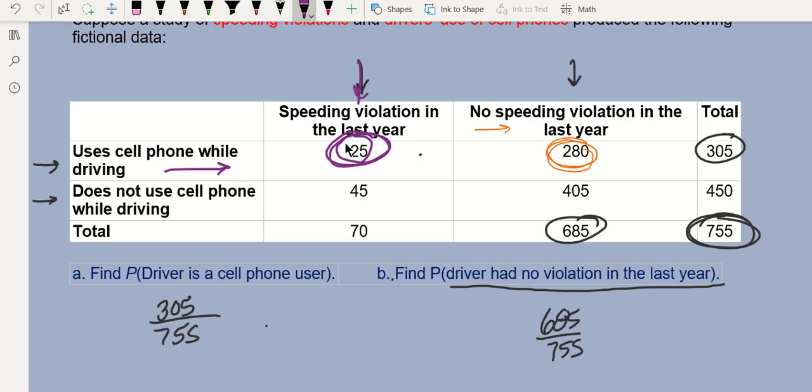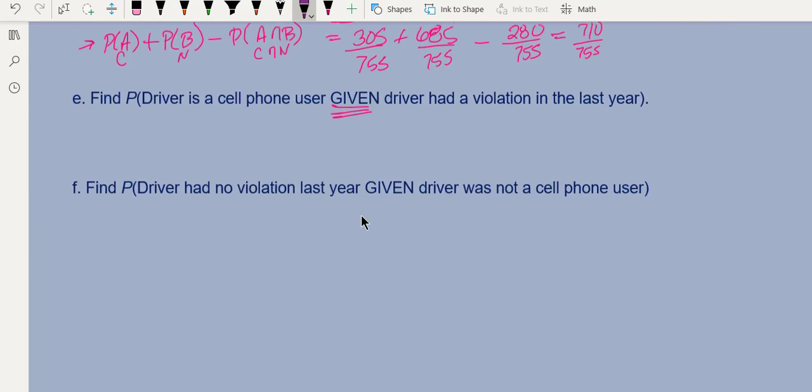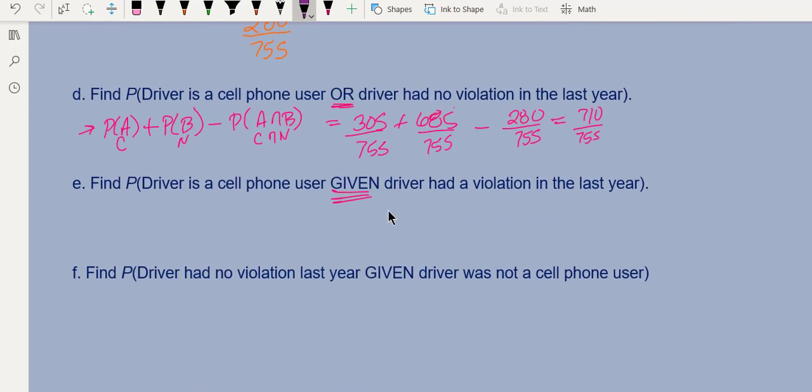25, right? But when I said given, that doesn't mean we use a total of 755. That means now we're only using the total of 70. So my answer would be 25 out of 70, I'm sorry. Okay, now find another example, since I'm trying to make it quick for you.